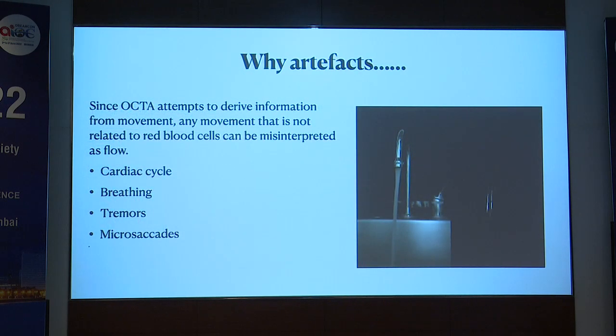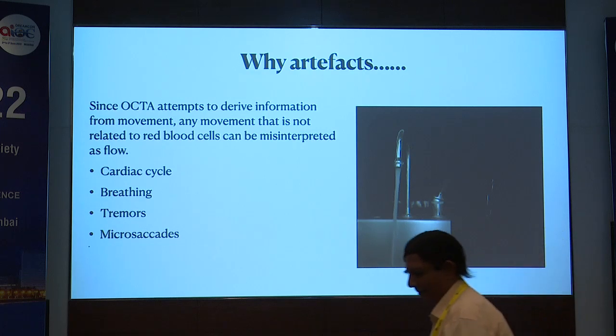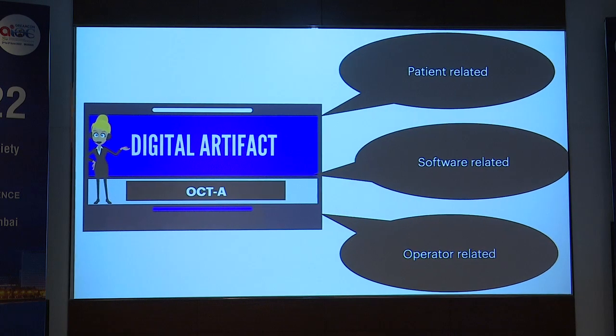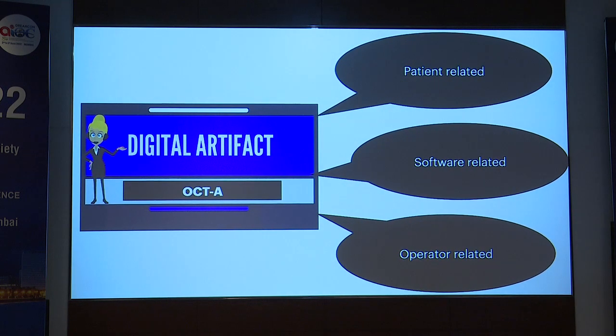And why are there artifacts? Because OCTA actually attempts to derive information from movement. So wherever there is movement, it can be misinterpreted as flow, because of the cardiac cycle, breathing, tremors, microsaccades. All of them will cause movement, and all of them can cause artifacts. So that's the reason artifacts are common. The artifacts can be related to the patient, or to the software or the operator.